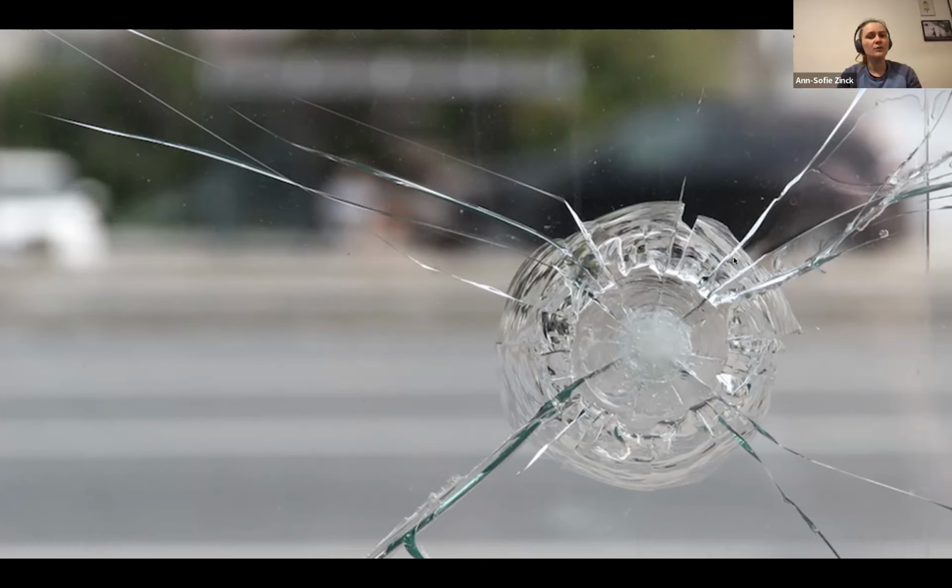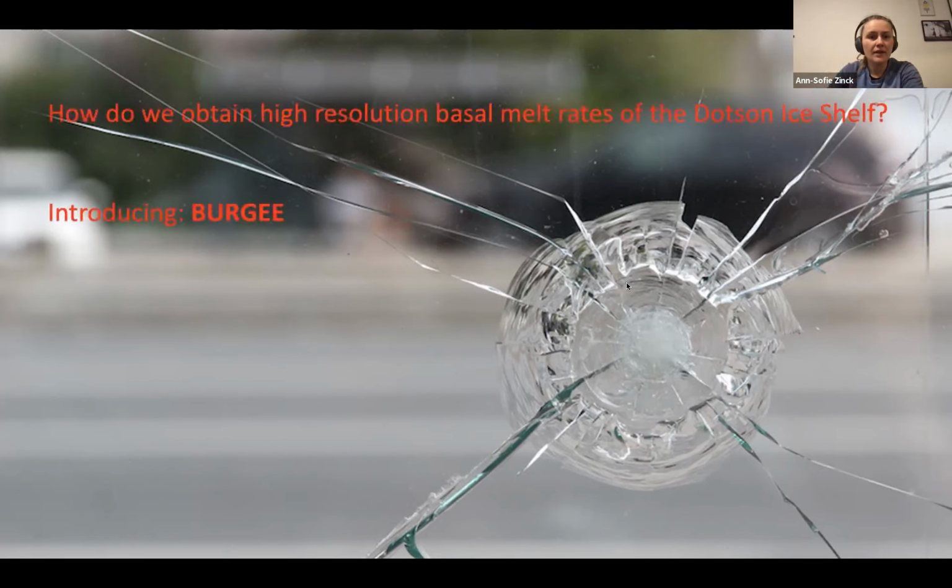So therefore, it's important that we also study these small scale features on the ice shelves. But how do we obtain high resolution basal melt rates of the Dotson Ice Shelf? Well, I would like to introduce a method which we call BERGI, and that simply stands for basal melt rates using REMA and Google Earth Engine.